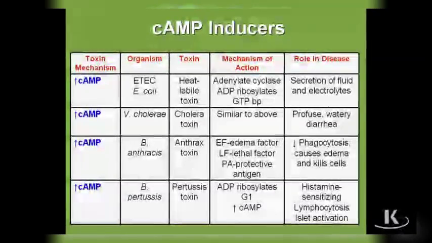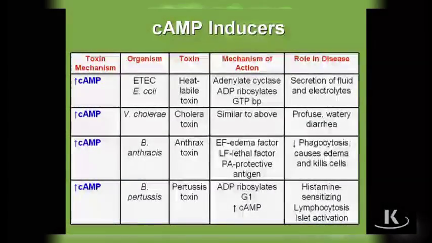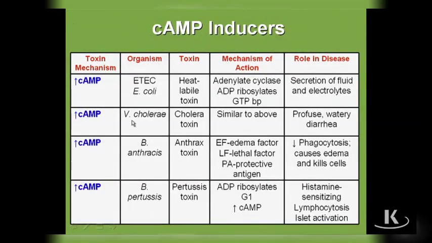Vibrio cholerae, the quintessential cyclic AMP-inducing toxin. We're not just talking about watery diarrhea like, oh, I have to use the restroom. We're talking 20 liters a day. Lots of fluid loss, okay? So do these toxins work? Yeah, they work really well.